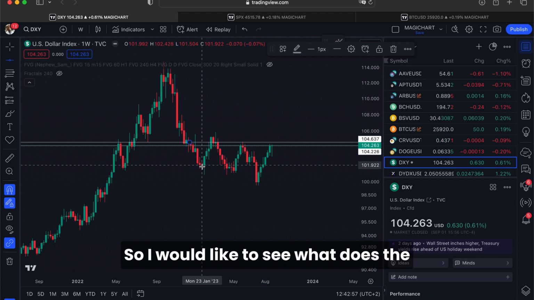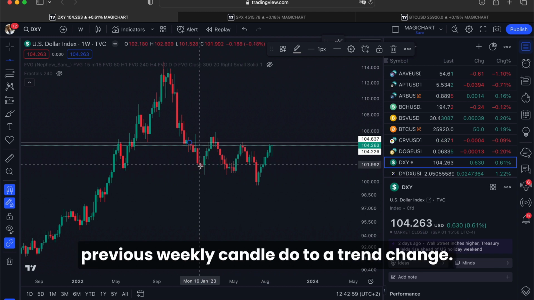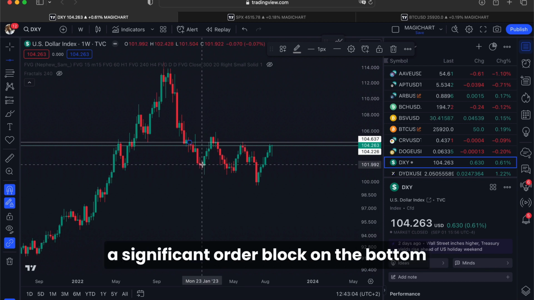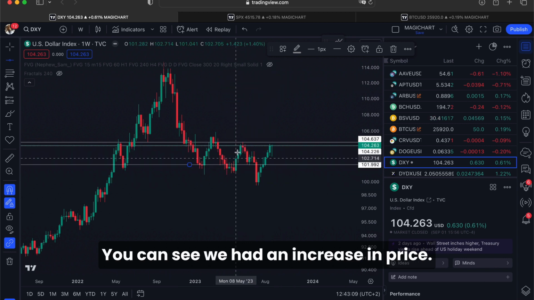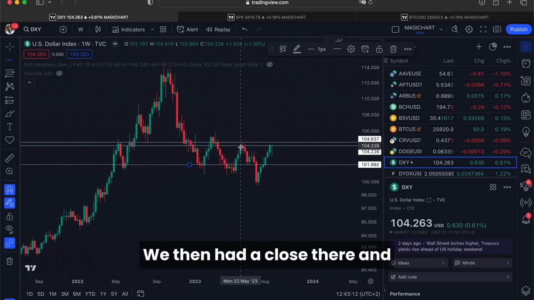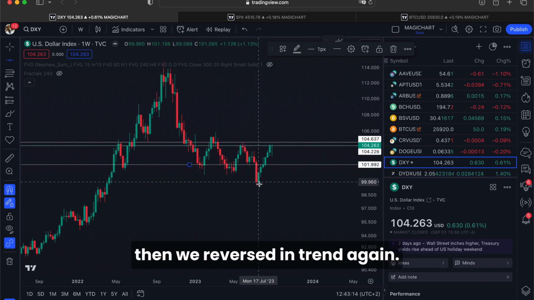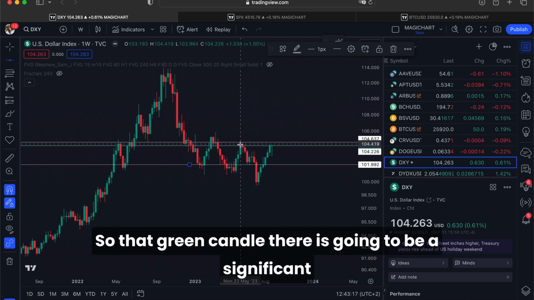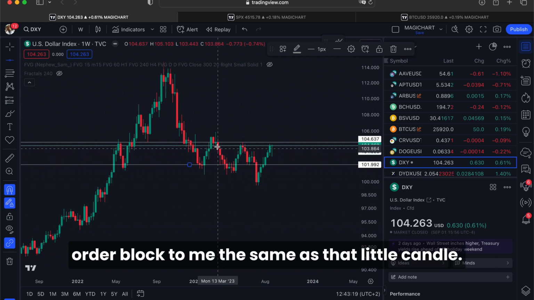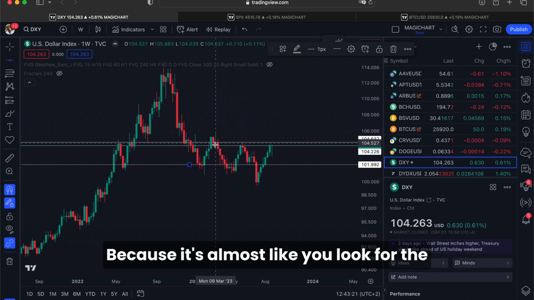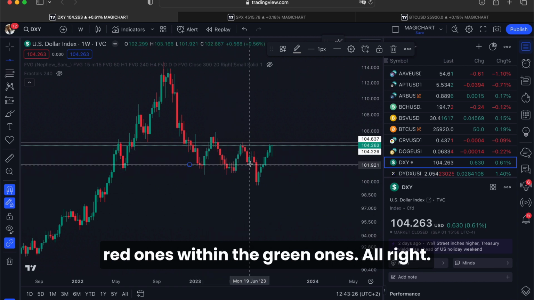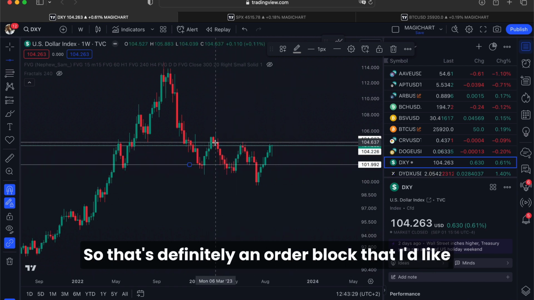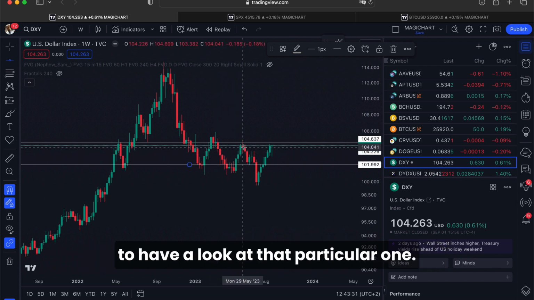So I would like to see what the previous weekly candle does to a trend change. That's why this is going to be a significant order block on the bottom level. And closest to the possible price, you can see we had an increase in price, we then had a close there, and then we reversed in trend again. So that green candle there is going to be a significant order block to me. The same as that little candle, because you look for the green ones within the red ones or the red ones within the green ones. So that's definitely an order block that I'd like to have a look at, that particular one.